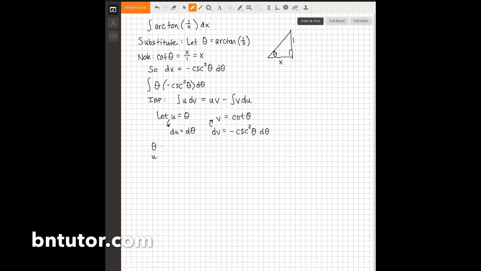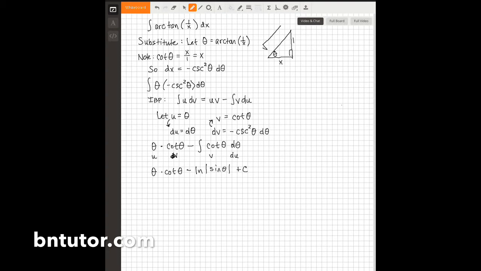Putting these into the integration by parts formula, we have that u, which is theta, times v, which is the cotangent of theta, minus the integral of v times du, which is the cotangent of theta, times d theta. Now we simply need to take that antiderivative of cotangent. And it's a fact that the antiderivative of cotangent is the natural log of the sine of theta in this case. We put the plus c on the end, and we're ready to substitute back in.